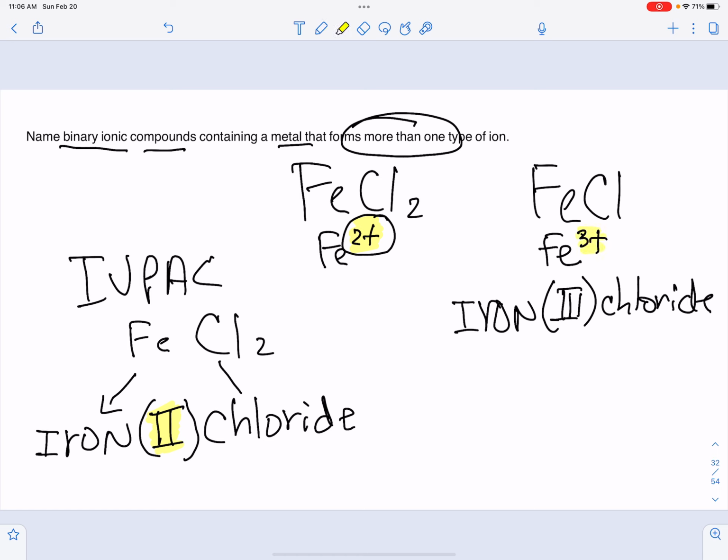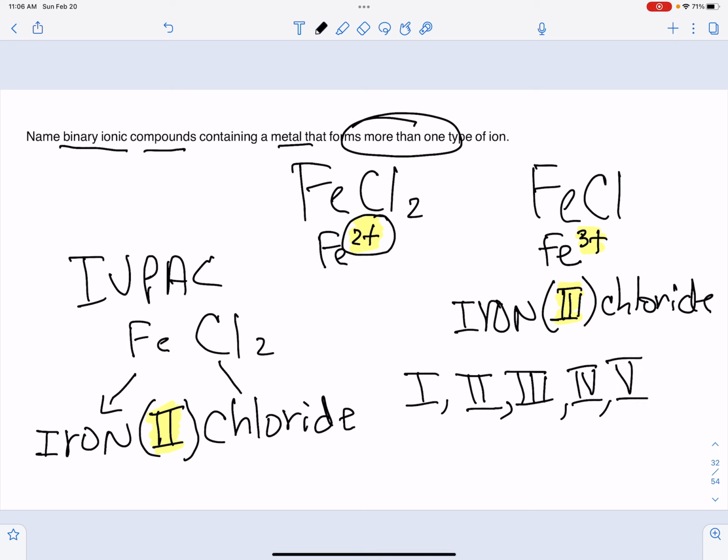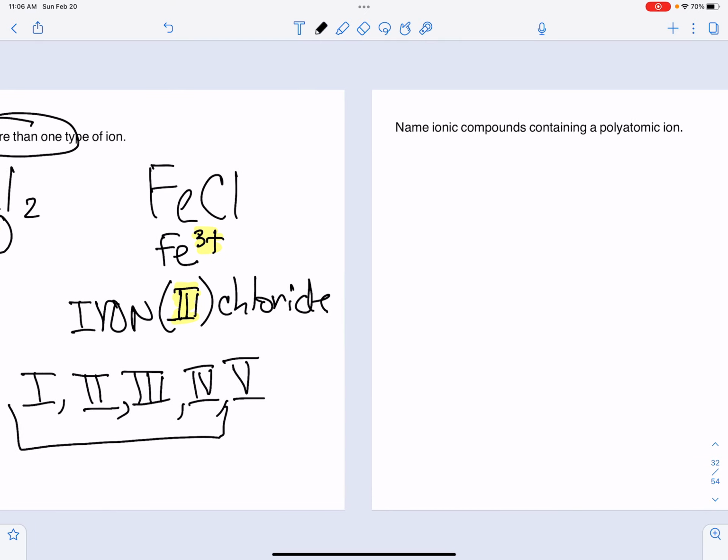So it's 3 plus, Roman numeral 3. If you need a review on Roman numerals, that would be 1, that would be 2, that would be 3, that will be 4, that will be 5. In chemistry, it's rarely that you will have to go over 5. Most likely, you're going to be using the first 4 only. So let's go to the next way of doing ionic compounds.